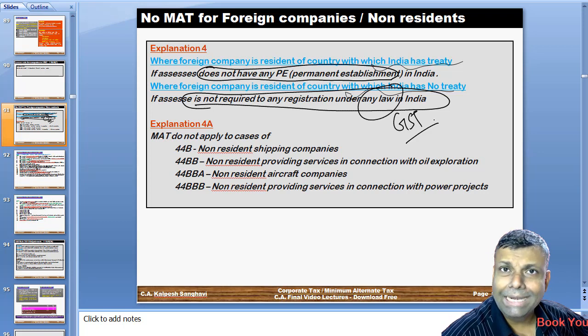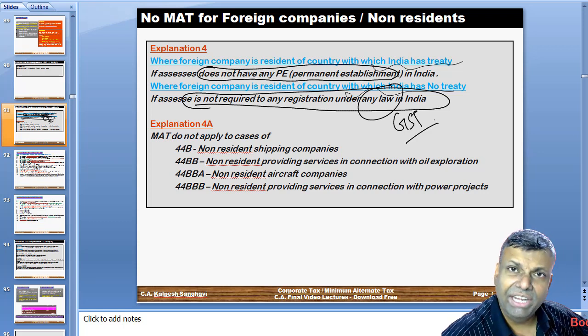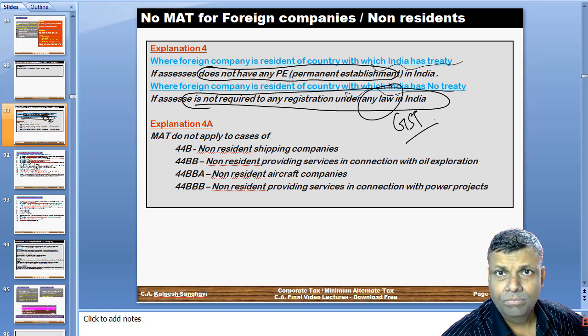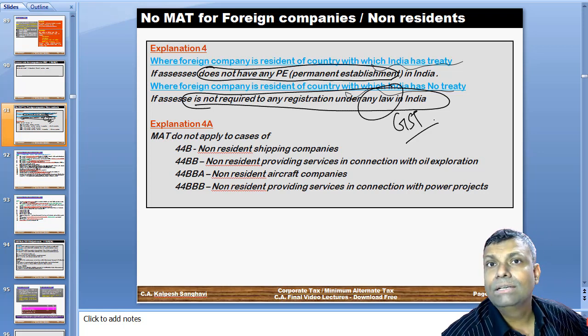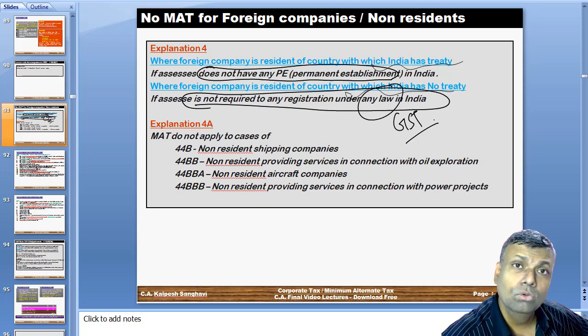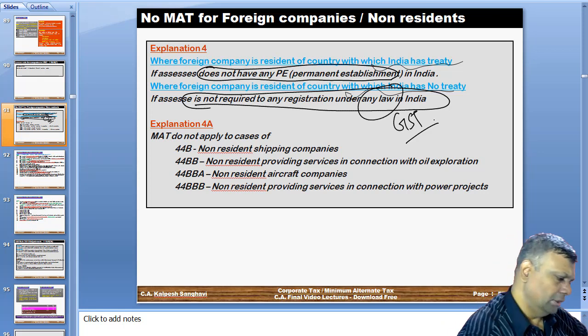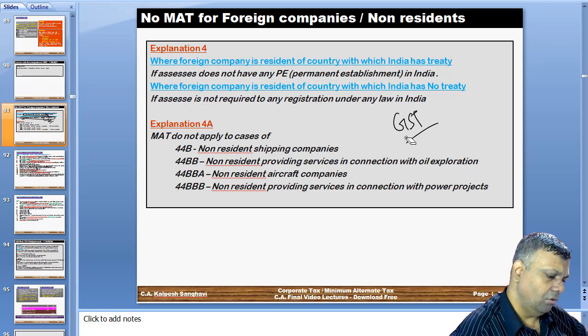So, two separate categories have been provided. Both of them are very logical. And both of them are on the same lines actually. Only the grammar which is used is, if there is a treaty, then there is a concept of permanent establishment used by the law. And if there is no treaty, then the test of registration is used by the law with respect to the MAT. Now you come to the given question. Our Netherlands Oil Corporation.